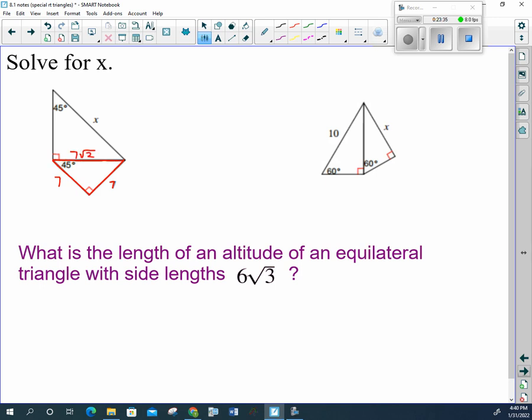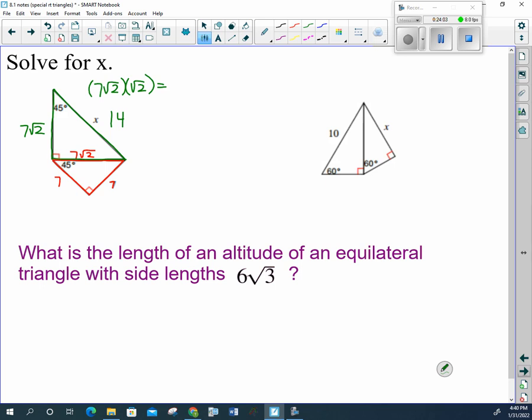Okay, now I'm working in a new triangle. 7 square root of 2 is no longer the hypotenuse, but the leg of this triangle right here, this green triangle. So if this side's 7 root 2, this side's 7 root 2. So to get to the hypotenuse, I multiply by root 2. So it's 7 square root of 2 times square root of 2, which just turns out to be 14.